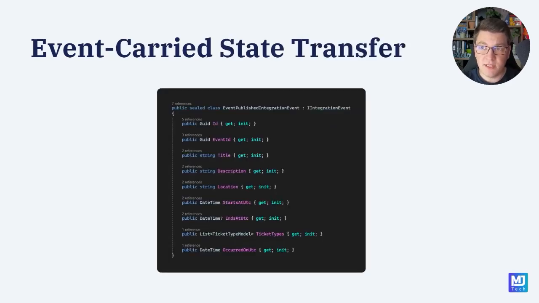Then we have the event carried state transfer pattern, which we were also implementing, and here is an example of the event published integration event, and you can notice that this event contains a lot of contextual information about the event and also the included ticket types in this example. The responsibility of the event carried state transfer pattern is data distribution between the various components inside of an event-driven architecture. In our example, this would be data distribution between the modules inside of the modular monolith architecture.